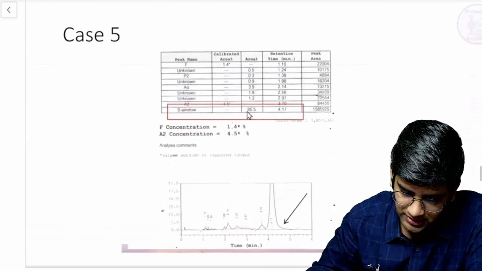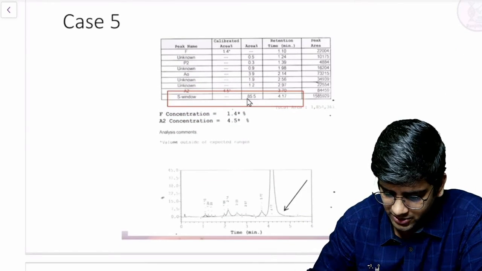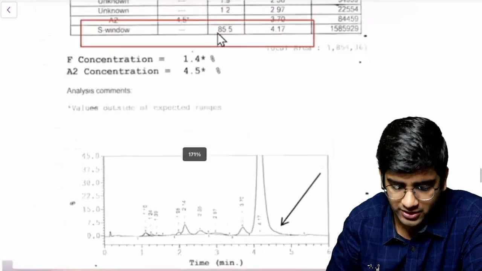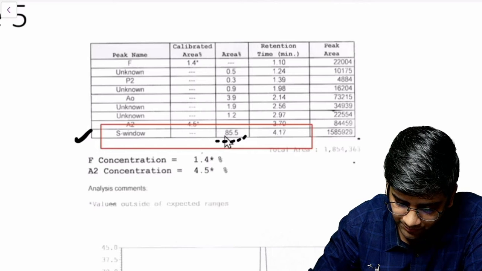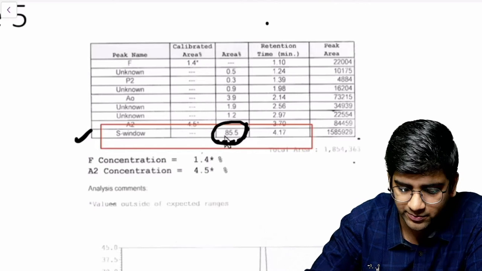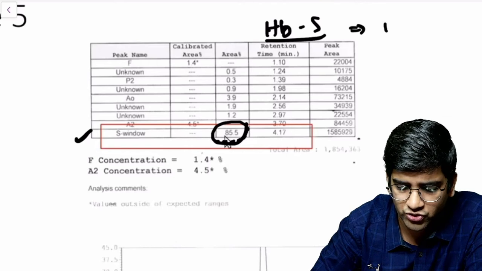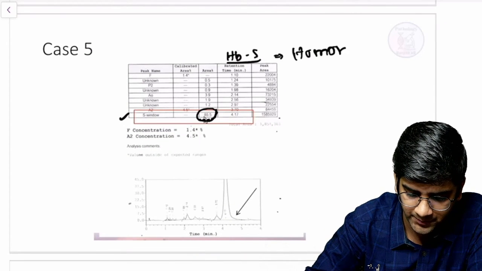Great. Case number 5. This also is from Northeast, right? Look at this case. It's a beautiful case. I'm zooming it up. I have a peak here. Like I said, what's more important for me is the S window. In S window, I have 85%. So superficially looking, this should be looking like a homozygous sickle cell anemia, right? So we thought of a homozygous sickle cell anemia.